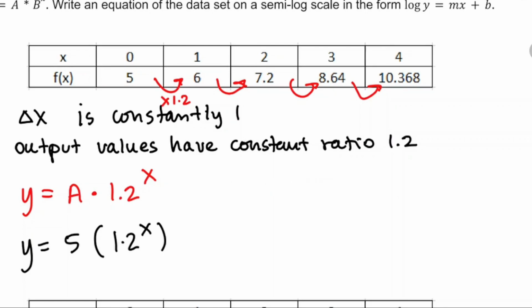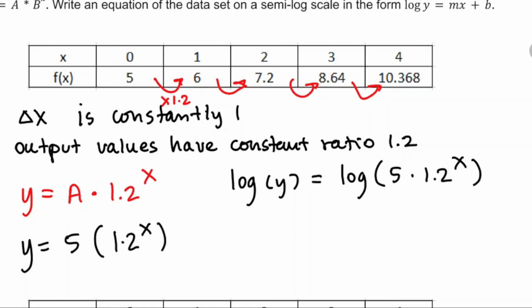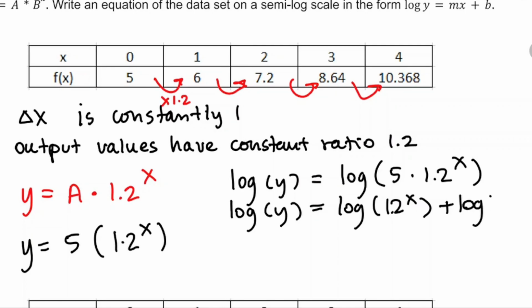And then they're going to want me to write this with the log situation. So I'm going to take the base 10 log of both sides. Okay, I'm going to first split over the multiplication, turn that into addition. And maybe because I know how this is going, I've done it a couple of times, I'm going to say that's log of 1.2 to the x plus log of 5.